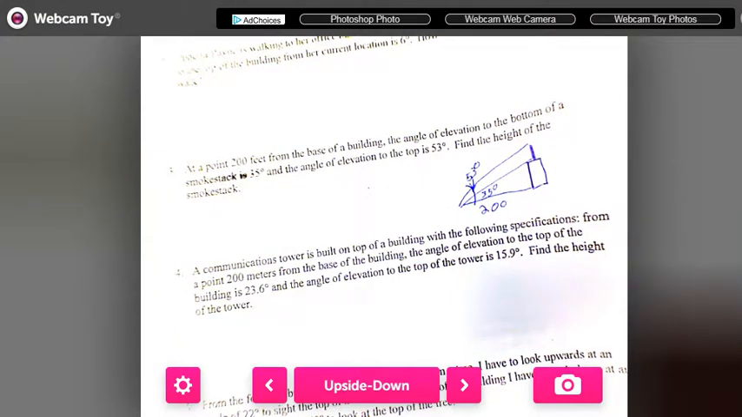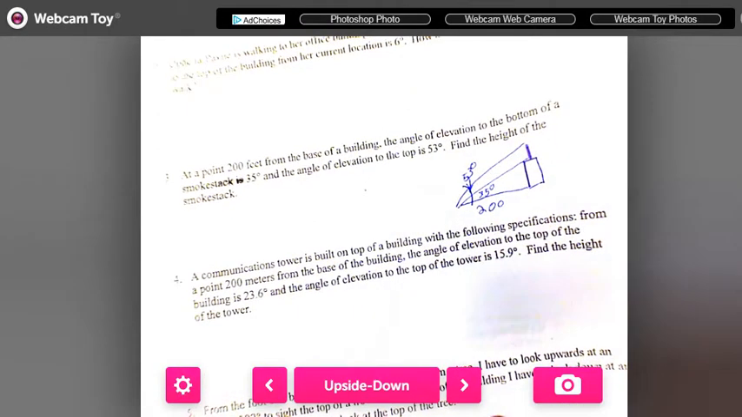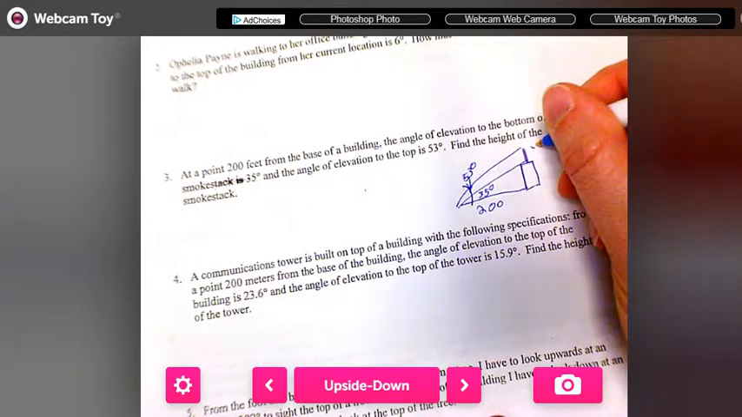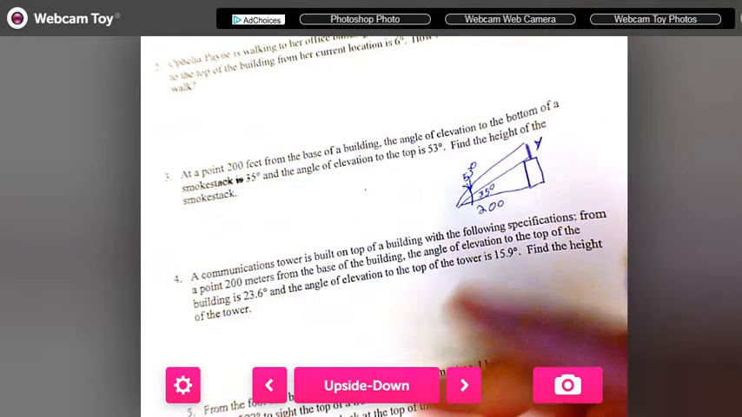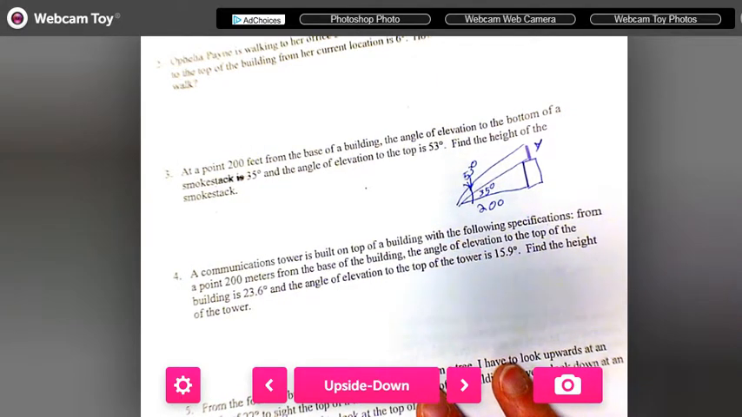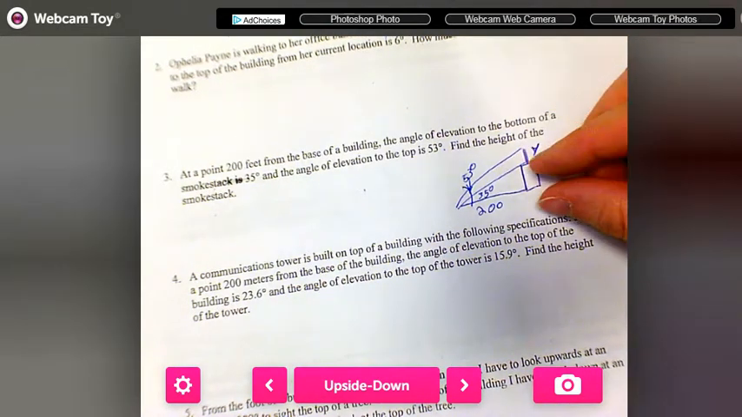Find the height of the smokestack. So I want to know this. We're going to call it Y. All right, so you got 2 angles. So is anybody else like, what is going on, right? We've done this a bunch with 1 angle. Now you have 2. What we're going to do here is we're going to find the height of this whole thing, including the smokestack. We're going to find the height of the building, and then we're going to subtract.